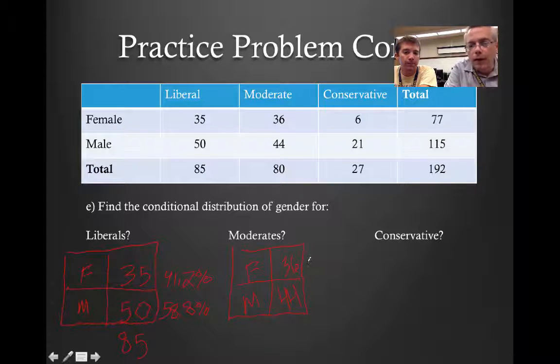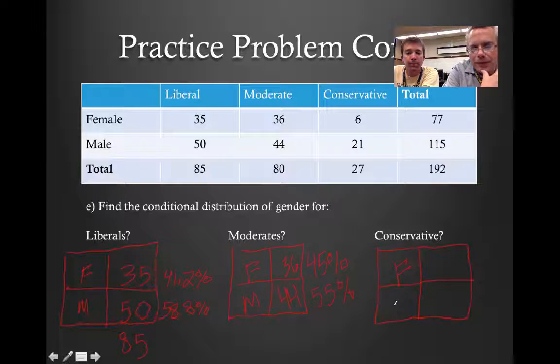Okay, so females is 45%. You're going to get so used to finding these percents. Which would mean that the males would have to be 55%. All right, I'll buy that. Save some calculator time. So there's a third column. Since there are 3 categories for politics, we have 3 conditional distributions. So we're back. 6 females are conservative. 21 males are conservative. 27.2.